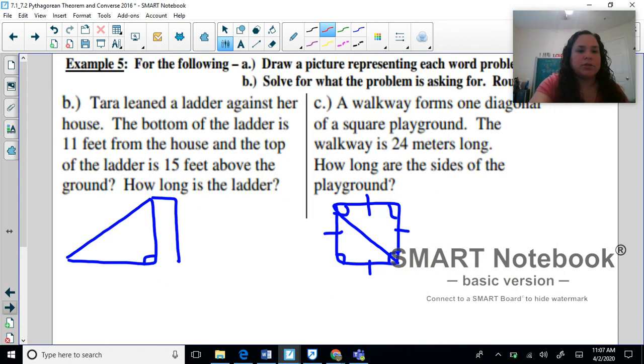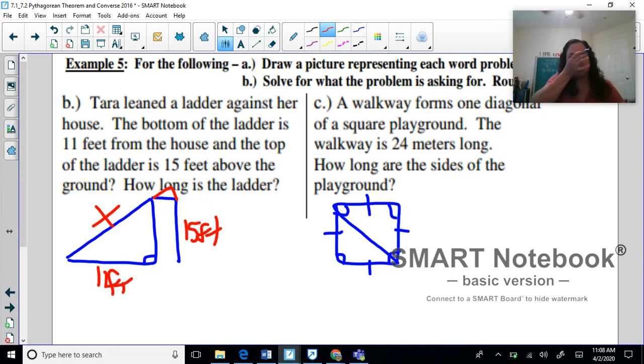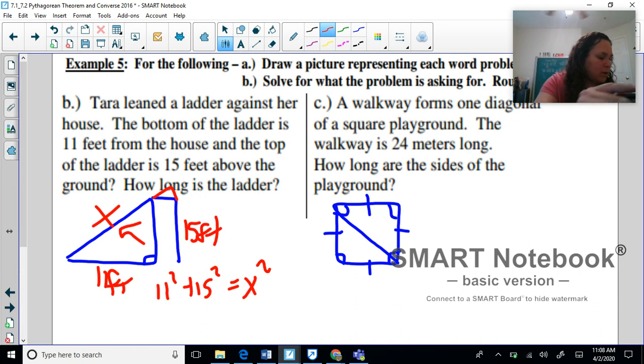Let's try 2 more. In part B, Tara leaned a ladder against her house. So this is her house here. The bottom of the ladder is 11 feet from the house, so we'll have 11 feet here. And the top of the ladder is 15 feet above the ground, so this will be the 15 feet. How long is the ladder? So we're looking for x, which happens to be the hypotenuse. So in this case, we're going to have 11 squared plus 15 squared equal to x squared.